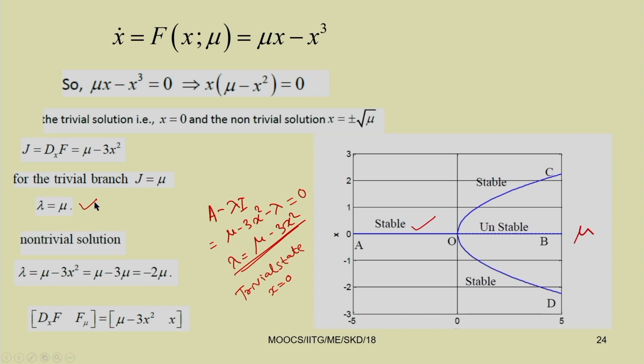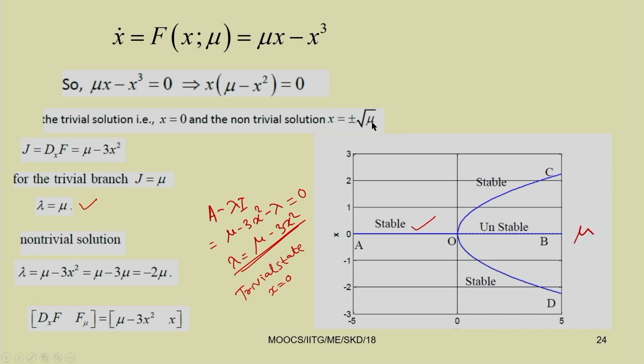For the non-trivial state, lambda equals mu minus 3 x square. Already we have x square equal to mu, x equal to plus minus root over mu.